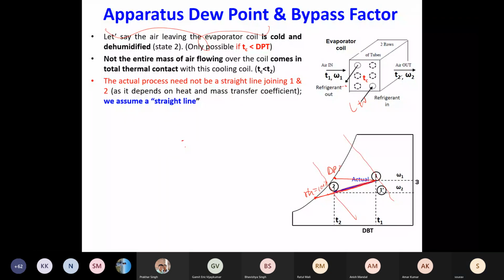I'll repeat. Let's say your final state point is state 2. If you extend that and wherever it intersects your RH equals 100% line, you check what that temperature is. That is your apparatus dew point temperature, or in simple words, it is your coil temperature that you need to maintain so that the incoming air follows this process line.